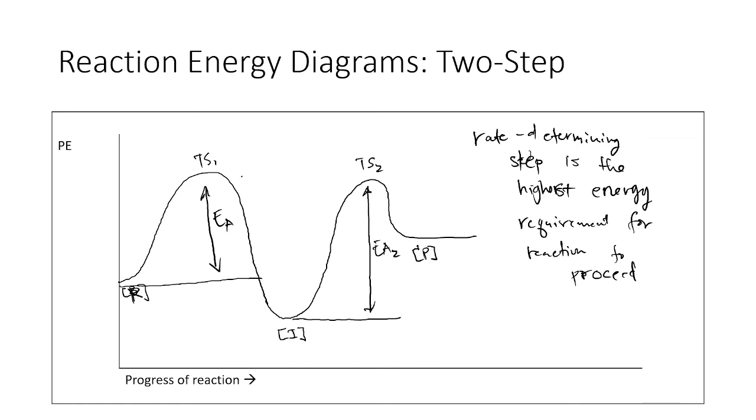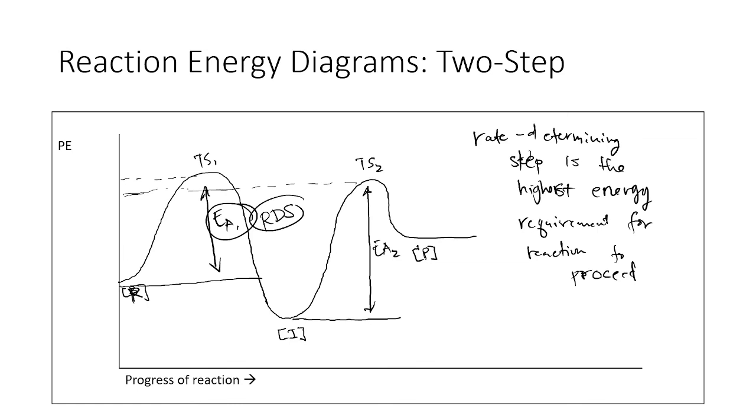So in this case, say we have here this reaction. As you can see here, TS1 or energy activation 1 is actually higher than our energy activation 2. Meaning to say, our EA1 is our rate determining step, right? Because it requires more energy for the reaction to proceed. So basically, that's it. That is our reaction energy diagrams. We have here two examples of one-step energy diagram, and also we have here two-step energy diagrams.